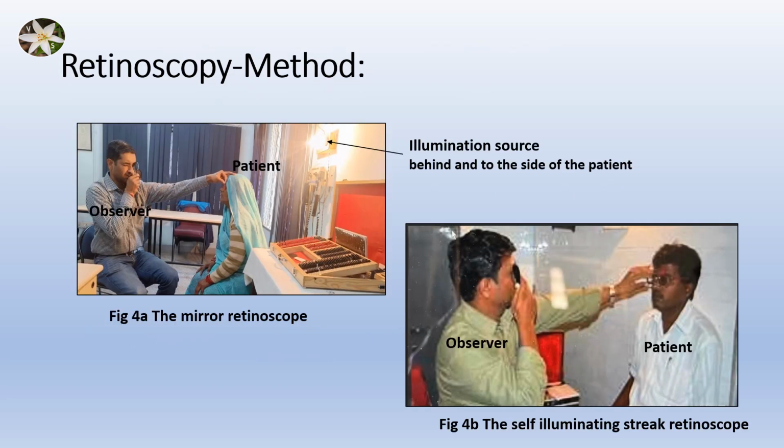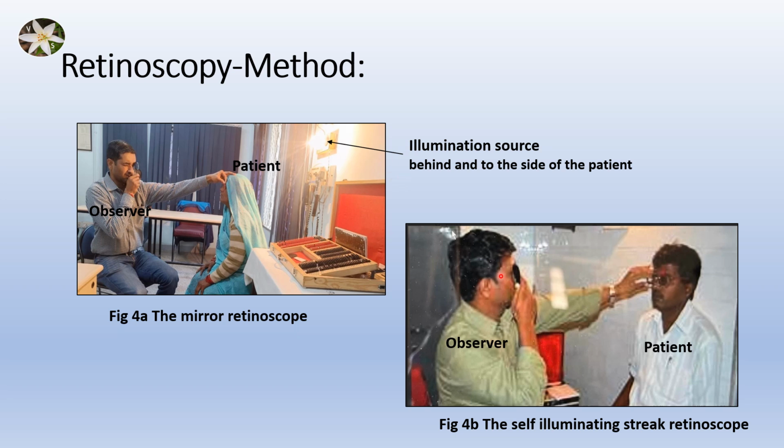refractive errors. Continuing with the method of retinoscopy, the patient with or without cycloplegia sits in the dark room. The observer sits in front of the patient about an arm's length distance. The source of light is placed behind and to the side of the patient. And the observer reflects the light received from this source on his mirror onto the patient's eye and observes the red glow that is formed by the light rays reflected from the patient's retina.